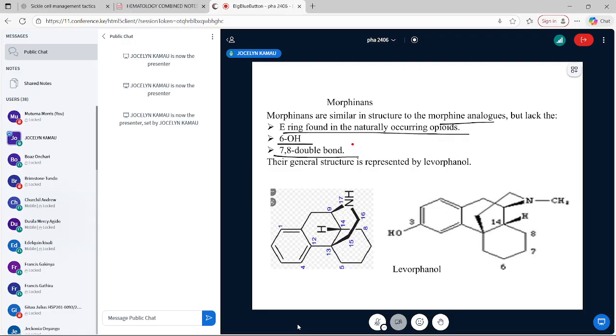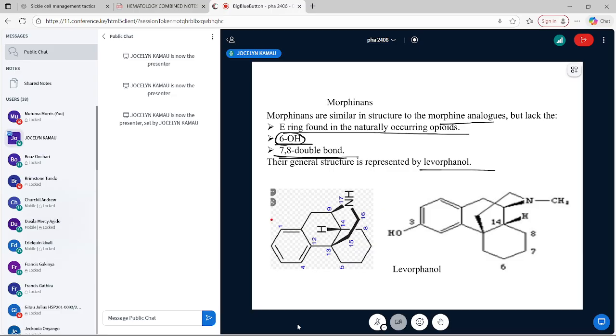If they lack the 6-hydroxyl group, as we had seen earlier, lack of the 6-hydroxyl group increases the lipid solubility, increases the activity of these compounds. Lack the 7-8 double bond. What did we say? Saturation of the 7-8 double bond changes the boat conformer to the chair conformer, and in so doing, it increases the activity. So we can therefore say, when we look at the morphinans, the structural manipulation is such that the molecules have much higher lipid solubility and therefore much higher analgesic activity, much higher toxicity than morphine. Their general structure is represented by levorphanol.